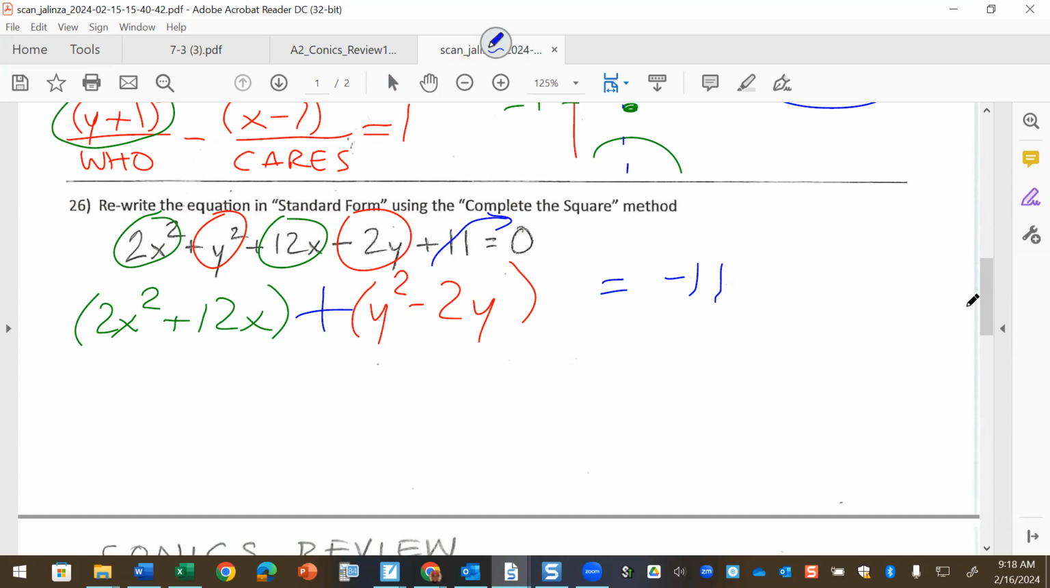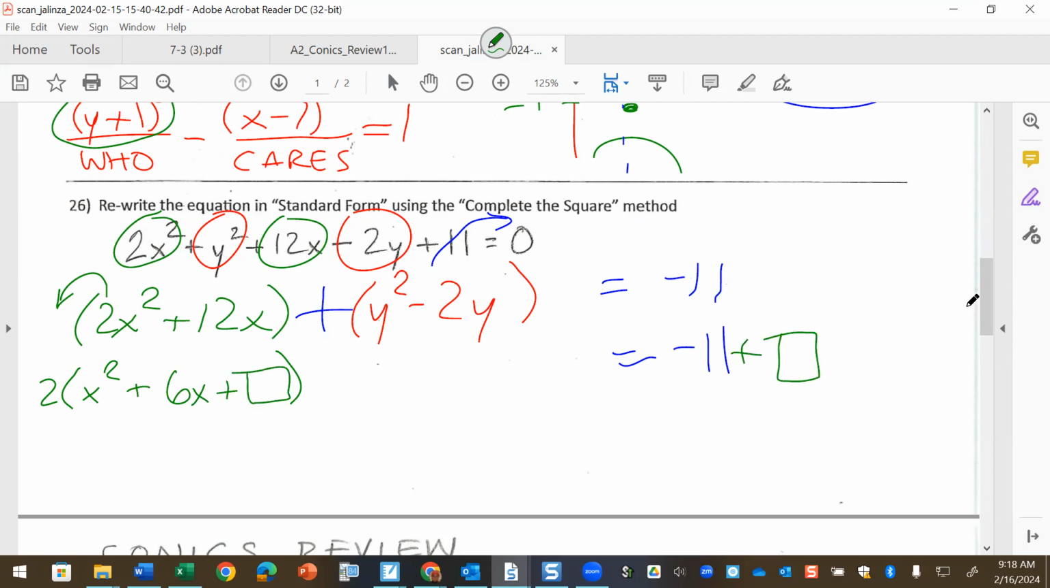All right. This one, 2 is the troublemaker. You got to move it by doing what? You say divide. Yeah. So divide by 2, what's left? X squared plus 6x plus green box on both sides. The red is ready to go. So just write this with a red box on both sides.